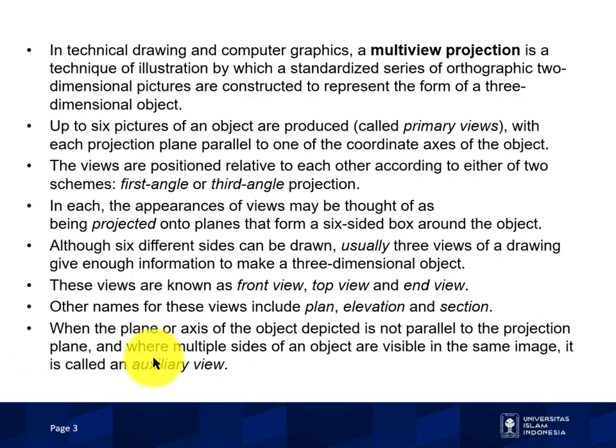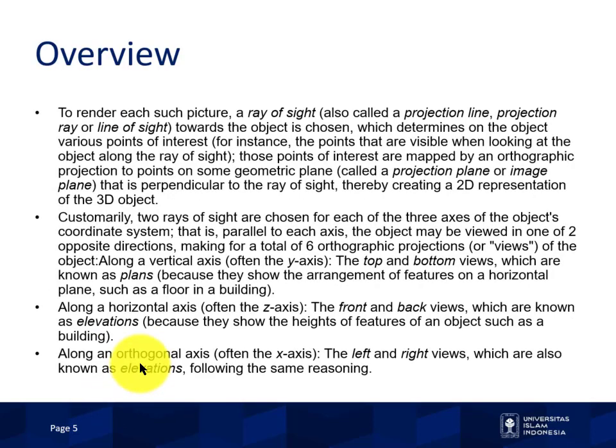We will discuss this later. When the plane or axis of the object depicted is not parallel to the projection plane, and where multiple sides of an object are visible in the same image, it is called an auxiliary view. And that is the overview of our topics.